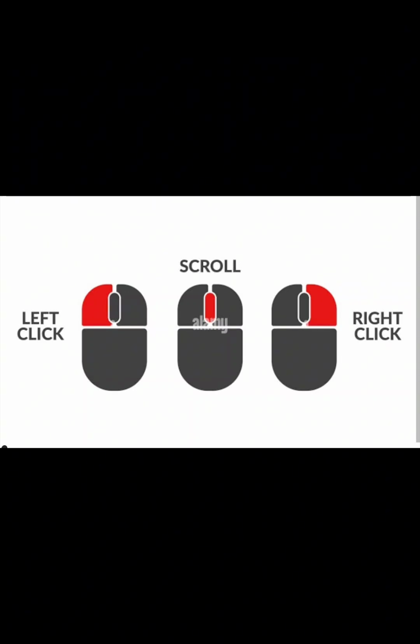And then we have the middle button. The middle button is also called the scroll wheel. As you can see, it's highlighted in the picture. It can be used to scroll up and down, and it helps us to read long pages.